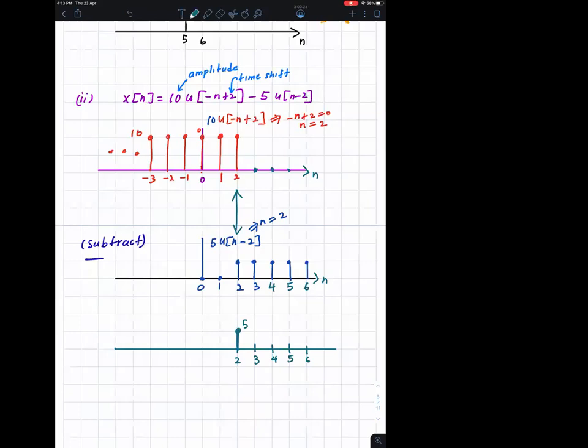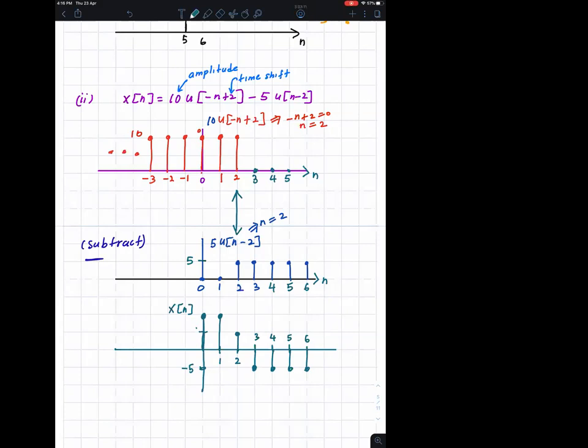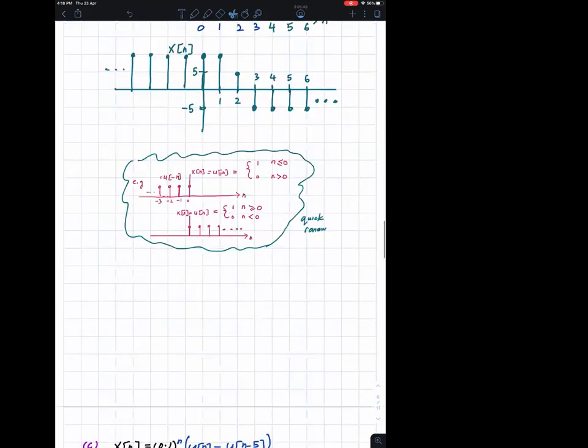At 3, 4, 5, 6, and so on, you're going to have 0 minus 5. This is amplitude 5. At 3, 0 minus 5 is minus 5. Then 10, all right, the next one.